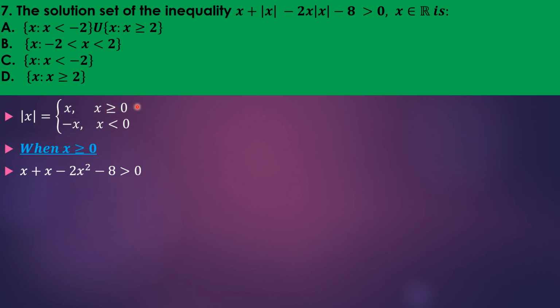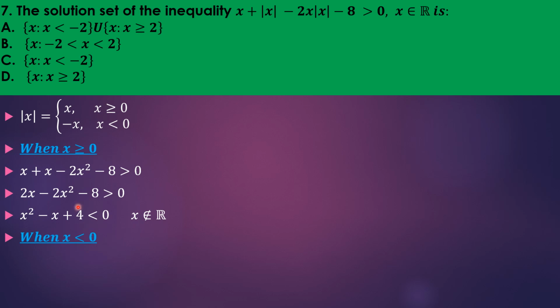So when x is greater than or equal to 0, this becomes x minus 2x, and in place of this absolute value again, you put another x, so you have minus 2x squared, minus 8 greater than or equal to 0. If we simplify this, we have x squared minus x plus 4 less than 0. This quadratic function has complex roots, so of course it does not belong in R, because the question says we should solve this for x in R.